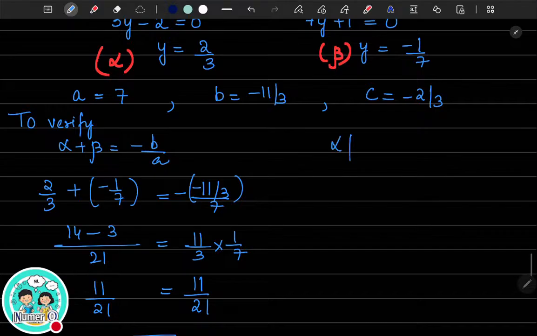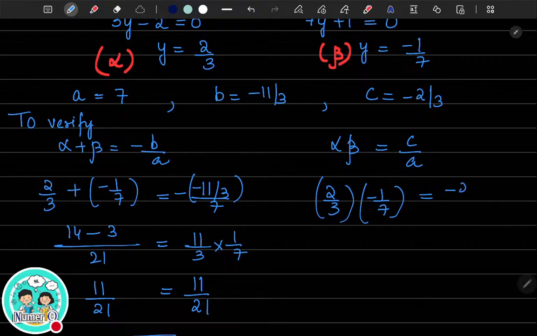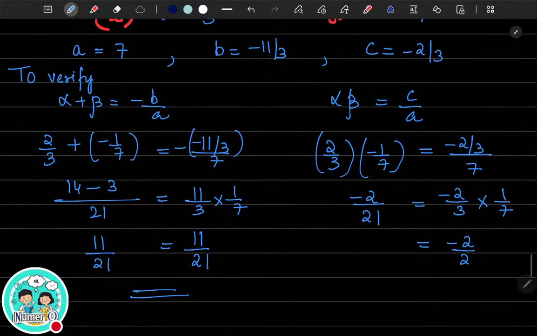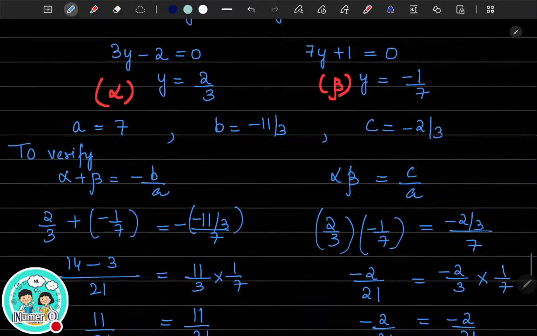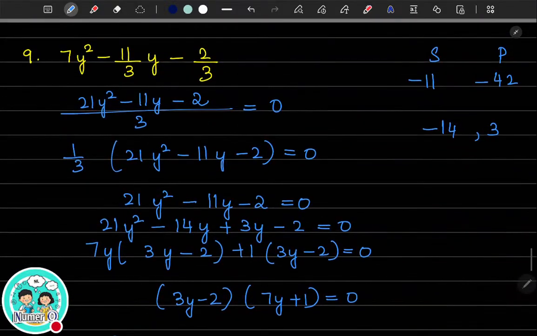And the product of the zeros alpha beta equal to c by a. What is alpha beta? 2 by 3 multiplied by minus 1 by 7 should be equal to c by a. C is nothing but minus 2 by 3 by 7. So what do you get? Minus 2 by 21. So minus 2 by 3 multiplied by 1 by 7, which is nothing but your minus 2 by 21. That's your answer. So you have verified. So in all of these questions, you have used the middle term splitting.